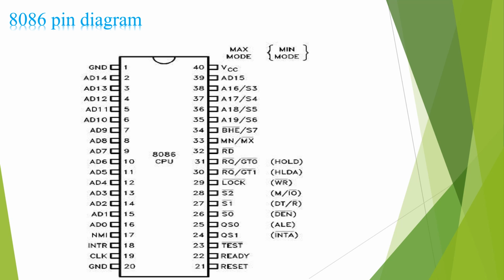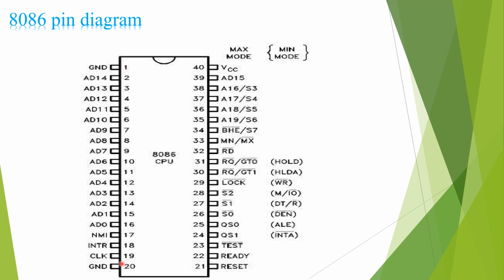Here is the 8086 microprocessor pin diagram. There are 40 pins in the 8086 pin diagram. First are the power supply and frequency signal related pins. Pin number 40 is VCC, and pin number 1 and pin number 20 are ground. Pin number 40 is used for the plus 5 volt DC supply, and pin numbers 1 and 20 are for the ground.